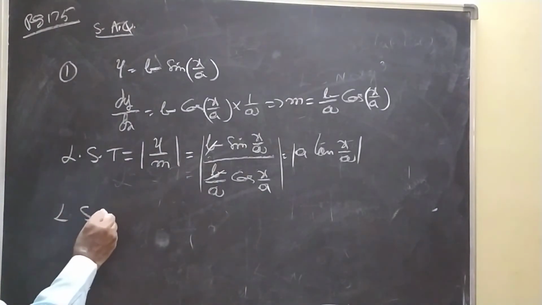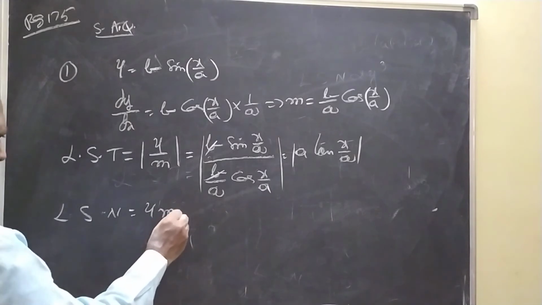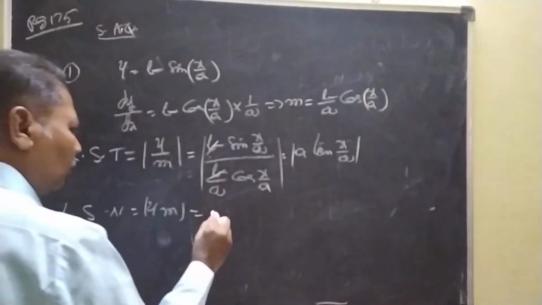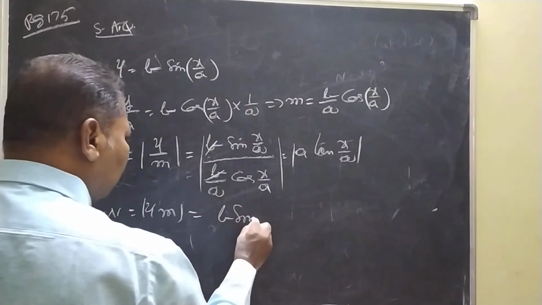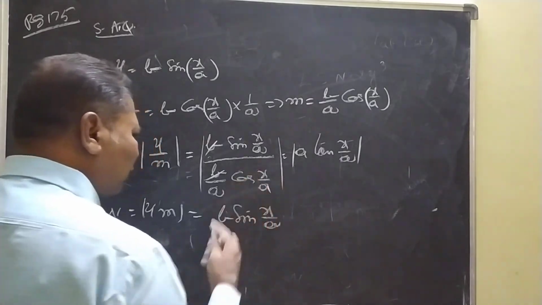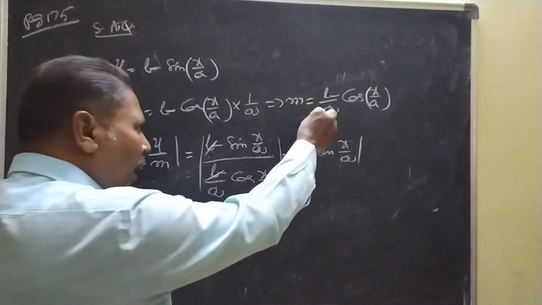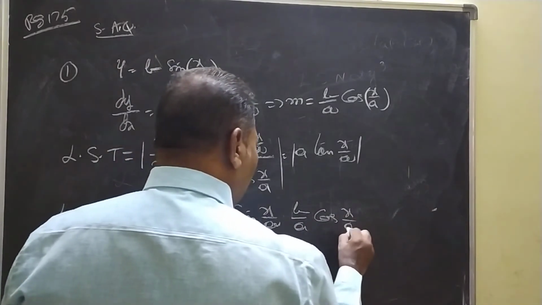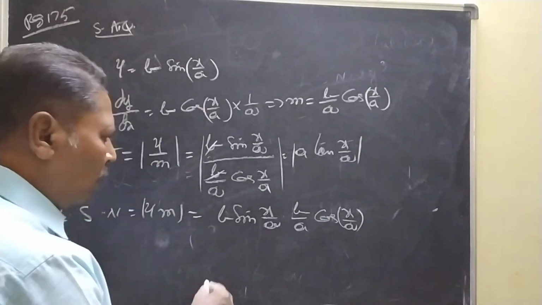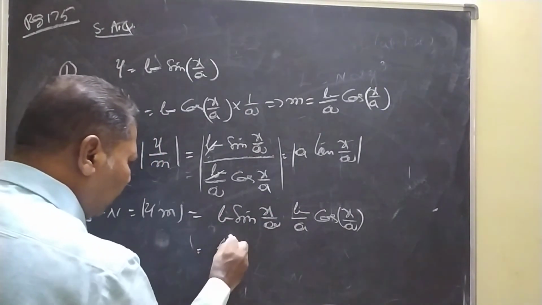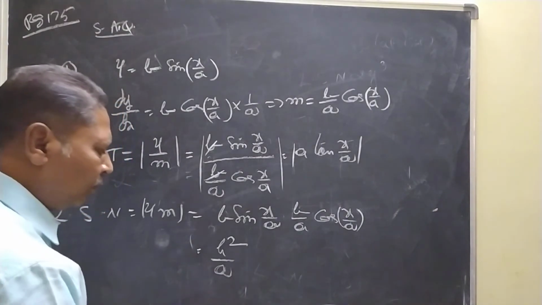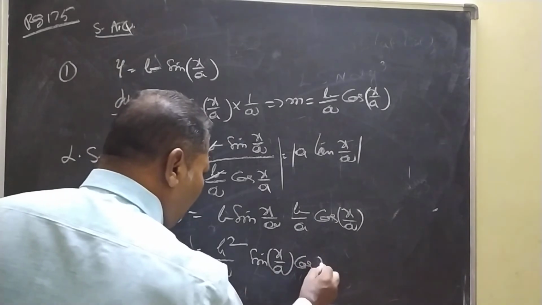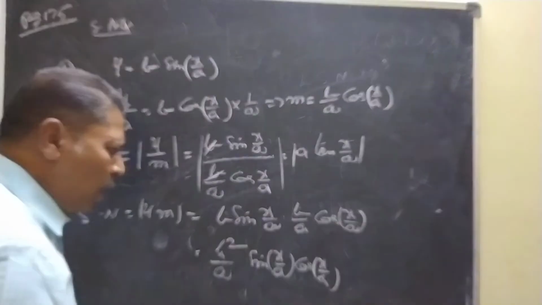Length of subnormal, y into m. Y value b sine x by a. M value b by a cos x by a. B into b, b square by a, sine x by a cos x by a.